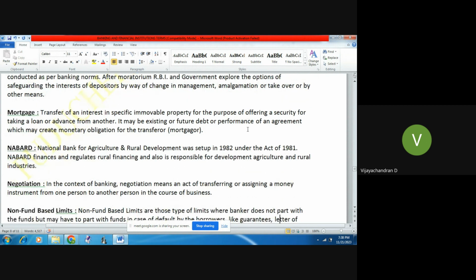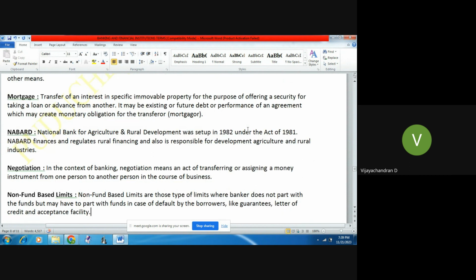NABARD is a parent bank for agriculture. As you know, RBI is the apex bank, but for agriculture, in 1981, it is NABARD, National Bank for Agriculture and Rural Development. So this will be the apex bank for agriculture. They will lend money for the purpose of agriculture.